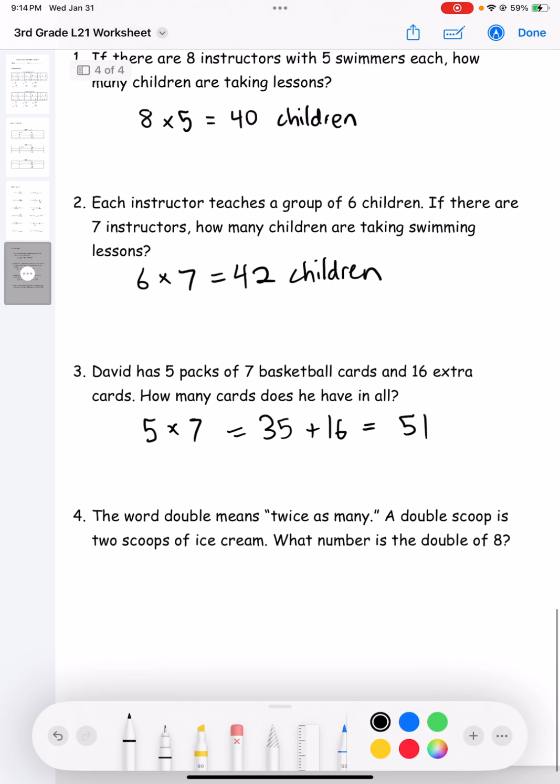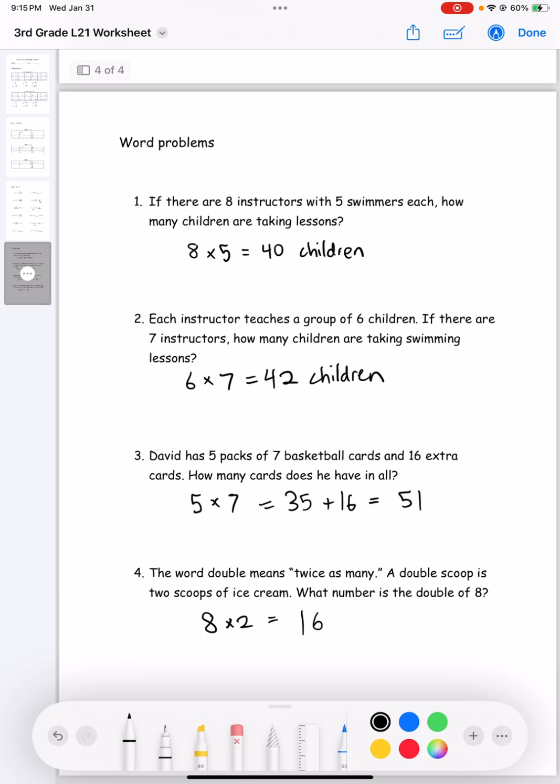And then number 4, lastly, we have the word double means twice as many. A double scoop is 2 scoops of ice cream. What number is the double of 8? So if it's twice as many, I guess we could say it's 8 times 2. So that means 8 times 2 is double of 8. So 8 times 2 is 16. So 16 is the double of 8.